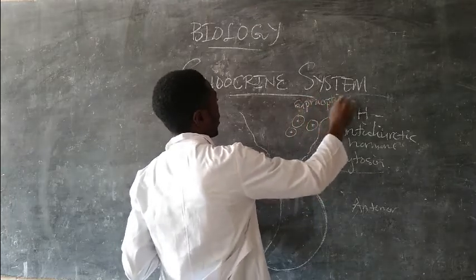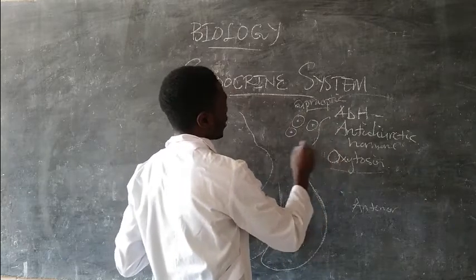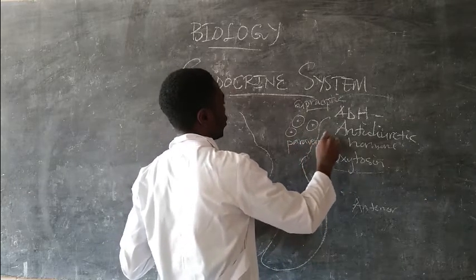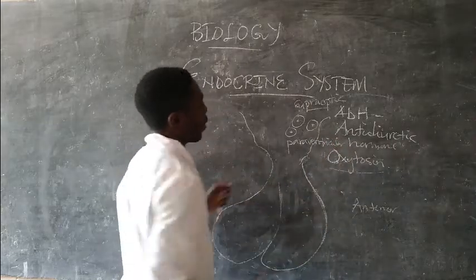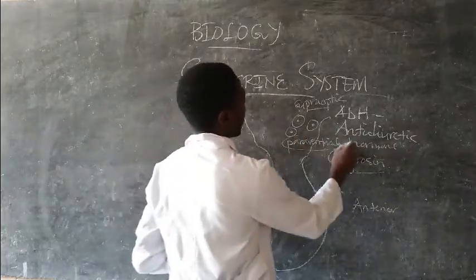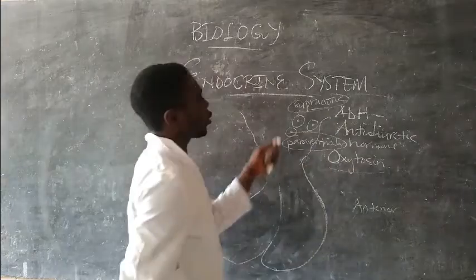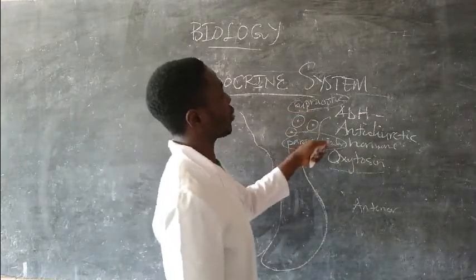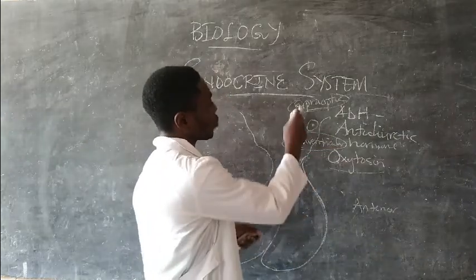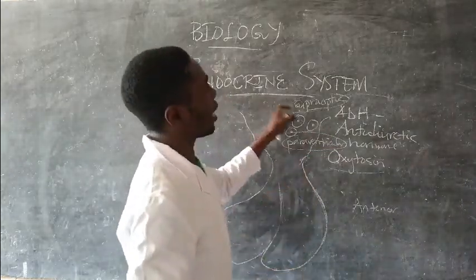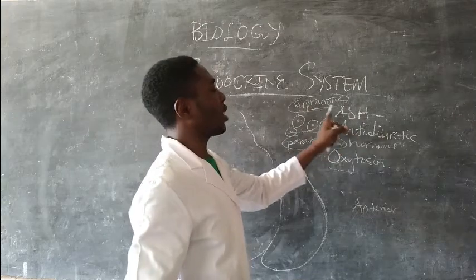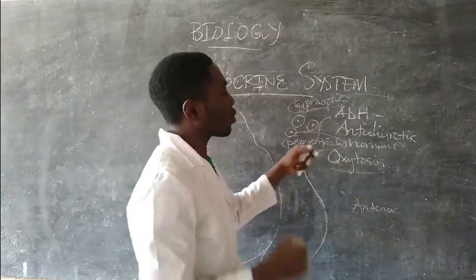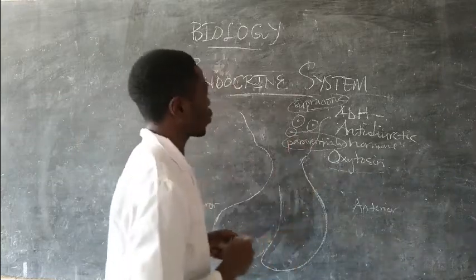Supraoptic, okay, and the oxytocin is being secreted by what we call the paraventricular nuclei. Now, the supraoptic nuclei could also produce oxytocin, while the paraventricular could also produce ADH, but they are going to do so in small amounts. The main one that the supraoptic secretes is ADH, and the main one that the paraventricular secretes is oxytocin. So if you want to secrete the other, you have to secrete it in a very small quantity.